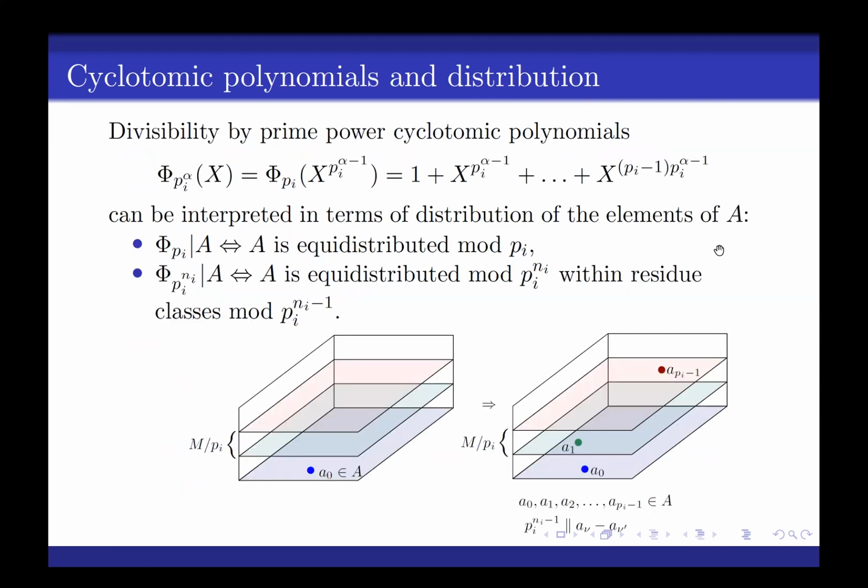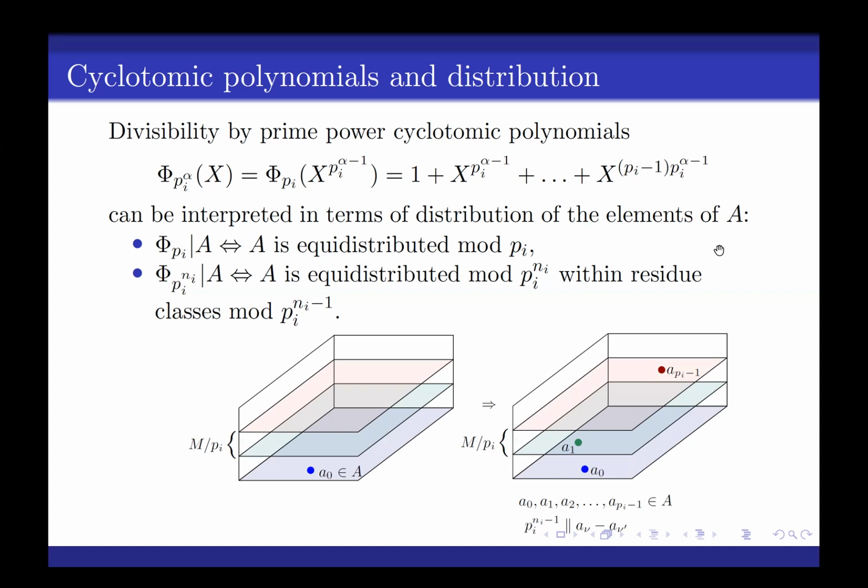Okay, so divisibility by a prime power cyclotomic is directly linked to the distribution of the elements of the corresponding set. Now let's take for example a prime power cyclotomic, phi pi to some power alpha. I've written down the polynomial itself. And now let's look at 2 extreme examples. Let's start with alpha equals 1. So when alpha equals 1, you can see that having phi pi dividing the mask polynomial of A is equivalent to A being equidistributed mod pi.